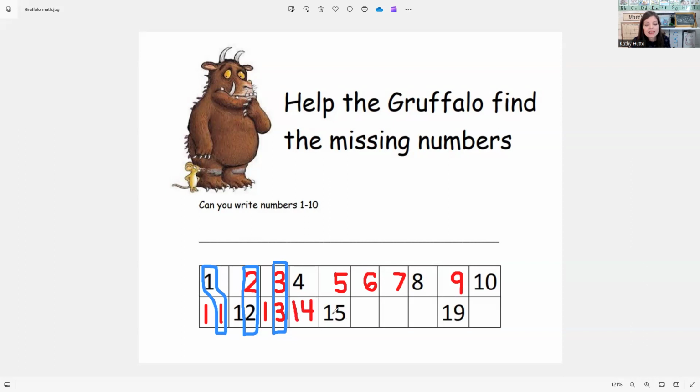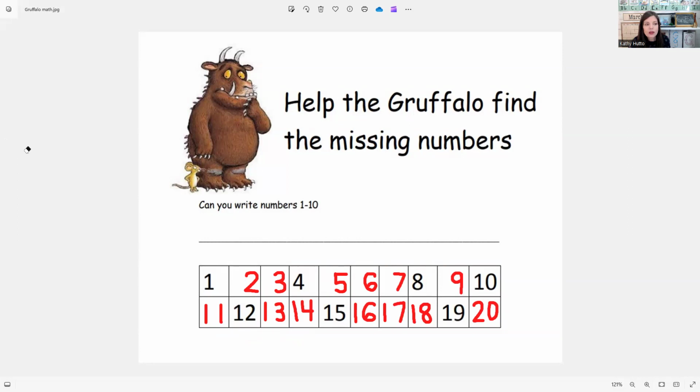14. Next is 1, 5. 15. Then we'll just write the 6 over again with a 1 in the front. 16. And then 1, 7. 17. And then 1, 8. 18. 1, 9 is 19. And then 2, 0, 20. So it's easy to write the bigger numbers. We just wrote these top numbers again with a 1 in the front.